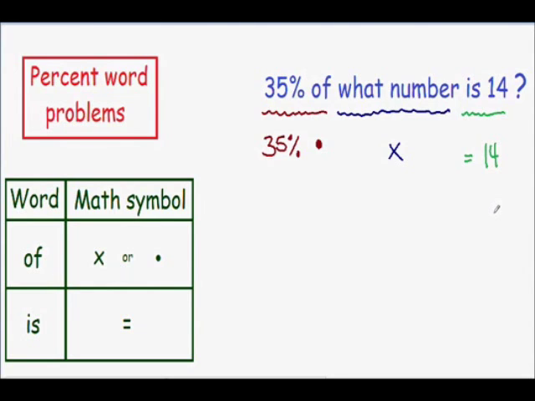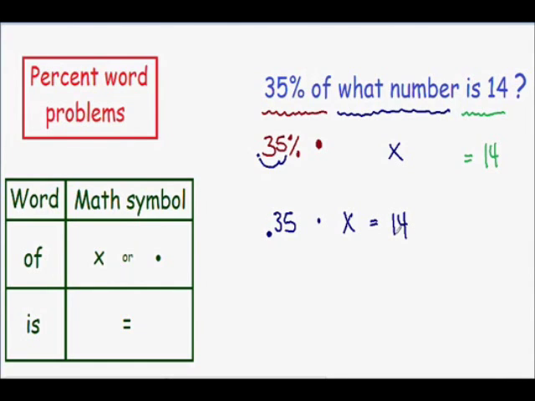But before we solve for x, I'm going to turn 35% into a decimal. And whenever you change a percentage into a decimal, you need to move the point 2 units to the left. So I'm going to take the decimal point and move it 2 units to the left. So 35% written as a decimal would be 0.35. And this is still being multiplied with x, and this is all equal to 14.